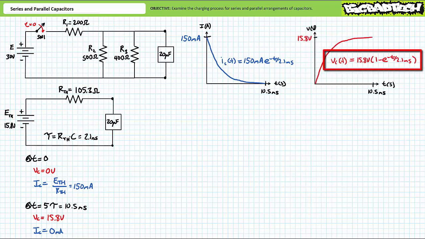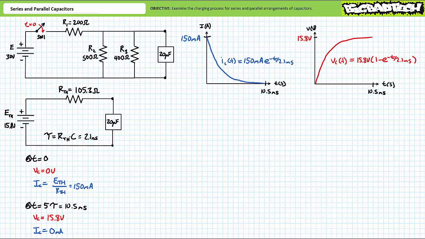Voltage across the capacitor as a function of time could be modeled as Vc of t equals 15.8 volts times 1 minus e to the negative t over 2.1 milliseconds, where 15.8 volts is the final voltage and 2.1 milliseconds is the time constant. The plot of voltage across the capacitor as a function of time demonstrates it starts at 0 volts and grows to 15.8 volts by 10.5 milliseconds.